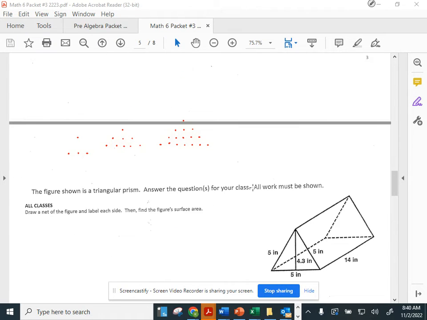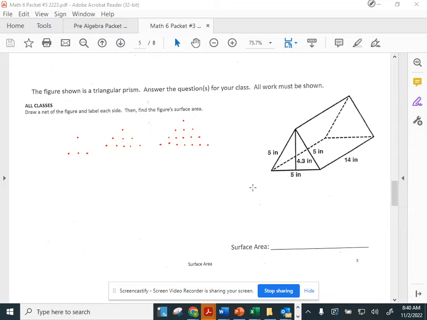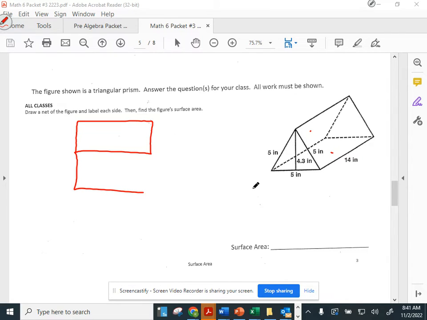Next page, we have to draw a net of our triangular prism. So we're drawing a net of the triangular prism. That means we're cutting open that prism and laying it flat. I know that there are 1, 2, 3 sides to my triangular prism, those 3 rectangles, and then each end is a triangle. So that's my net, laid out flat.